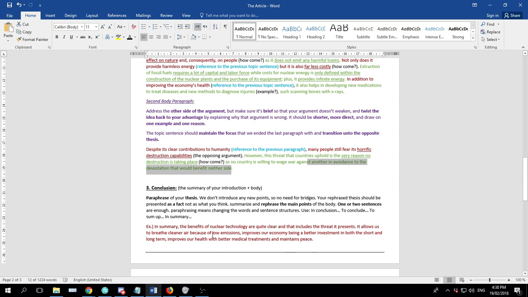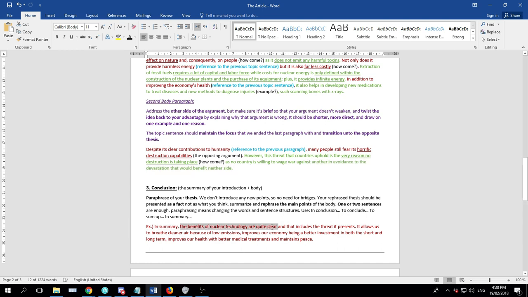The conclusion sums up the introduction along with the body. You start by paraphrasing the thesis that you said in the introduction, but make sure you state it as a fact. So you don't think that this is something. Now this is. There is no thinking about it. It's a fact.